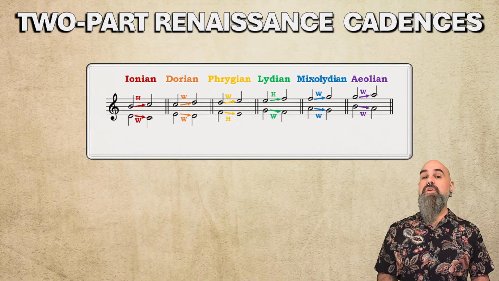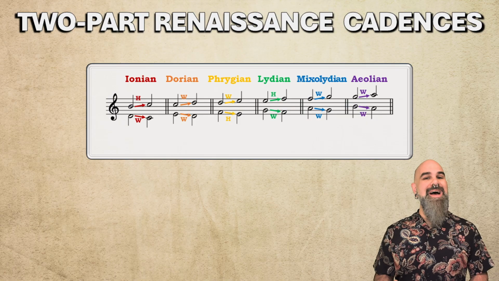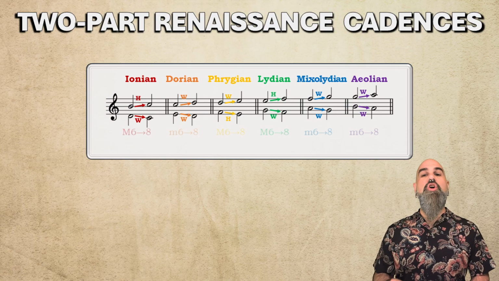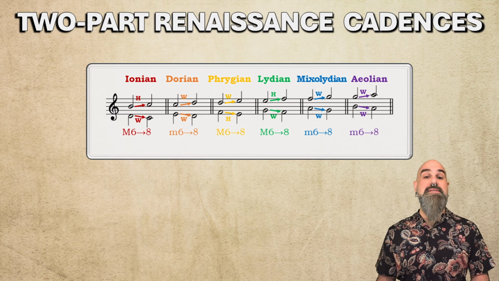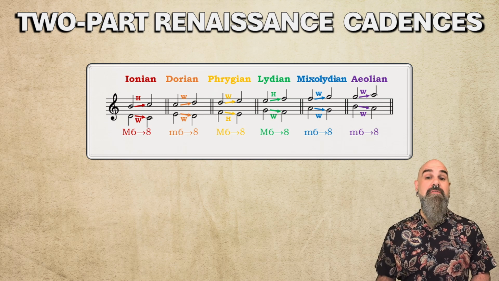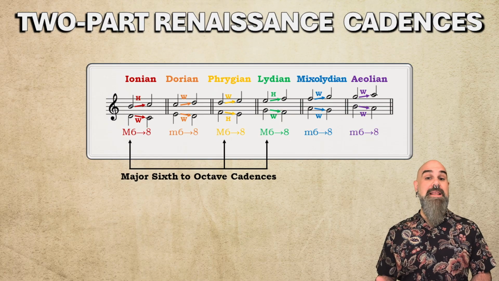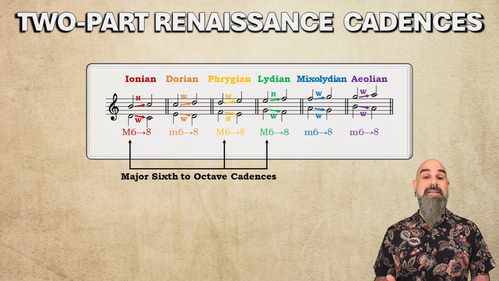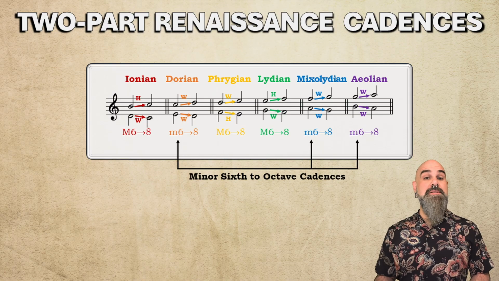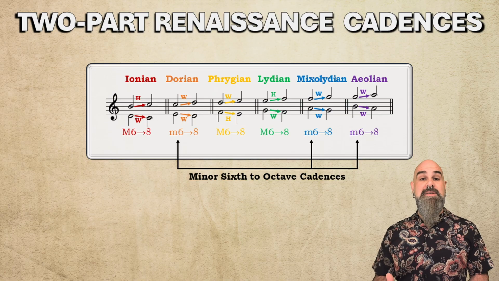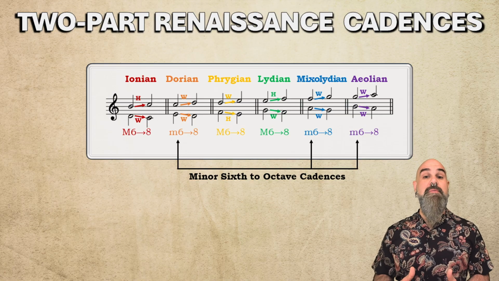Depending on where the half and whole steps occur in each mode, that sixth right before the octave could be a major sixth or a minor sixth. Musicians favored the sound of a major sixth, which occurs naturally in Ionian, Phrygian, and Lydian. Another way to think about it is in these modes, one voice moves to the octave by half step and the other moves by whole step. However, in Dorian, Mixolydian, and Aeolian, the interval right before the octave was a minor sixth, and the two voices both moved by whole step.